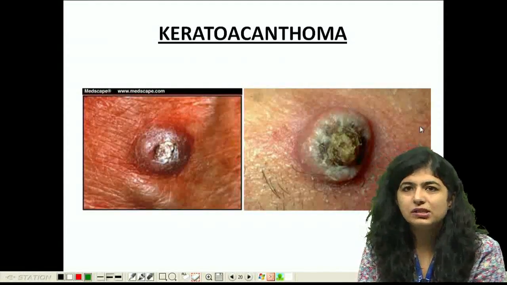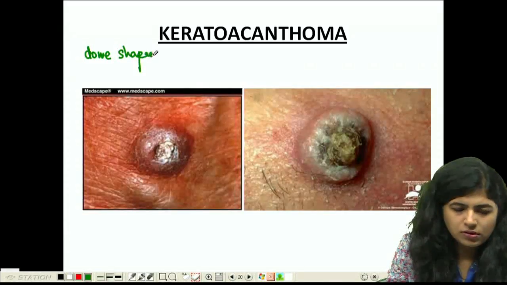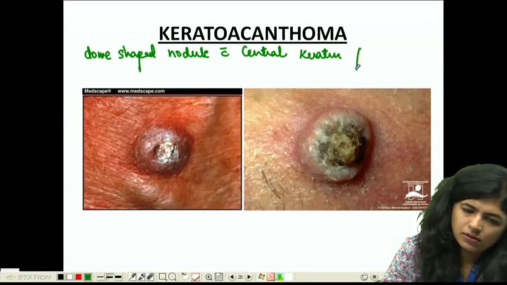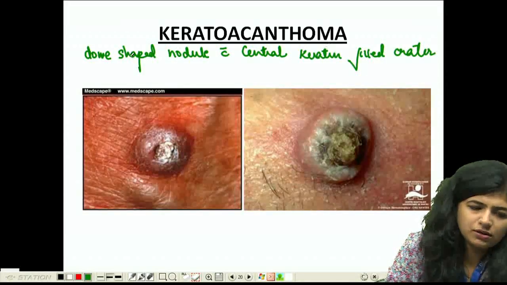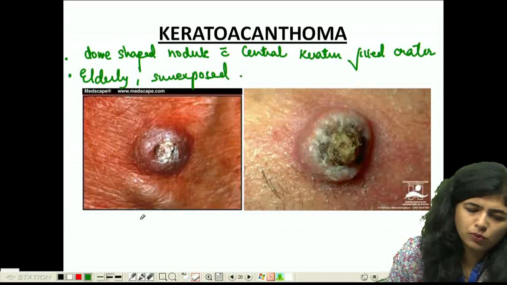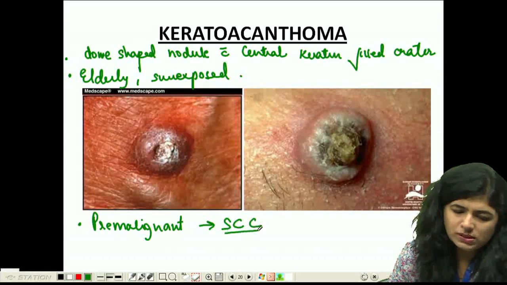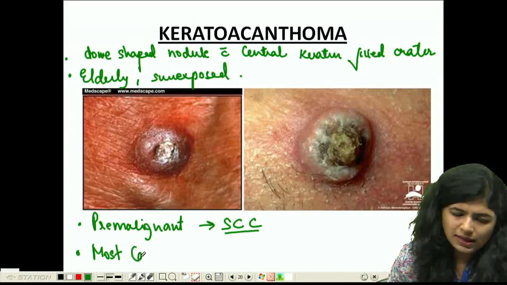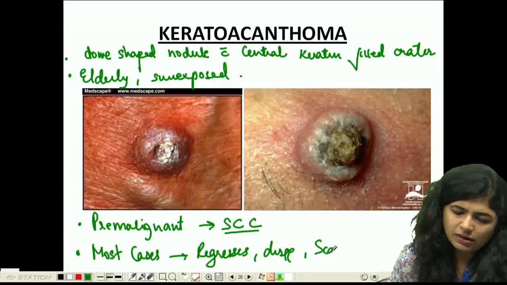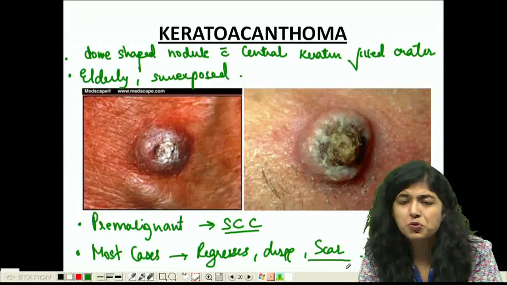See, this is how the typical description in the question is. It's a dome-shaped nodule with central keratin-filled crater. Then it is generally seen in the elderly, could be seen in sites which are sun exposed. It's a pre-malignant lesion in the sense that it can progress to a squamous cell carcinoma, but in most cases it regresses and disappears, leaving behind a scar. So this is keratoacanthoma, an important question because you don't commonly read it.